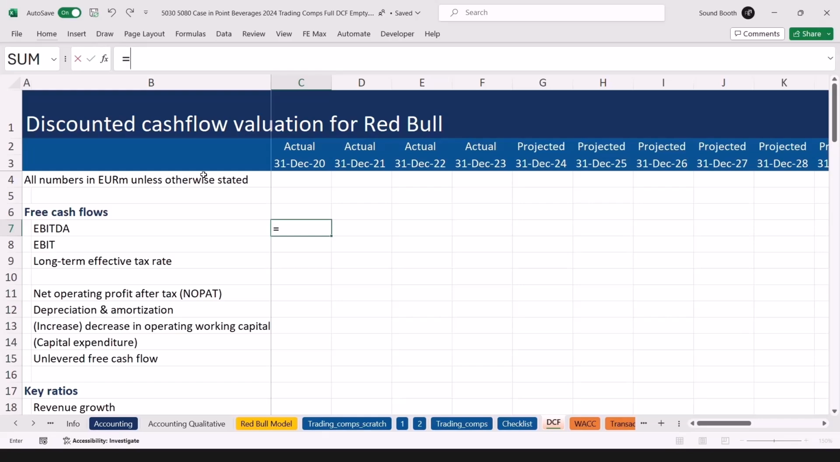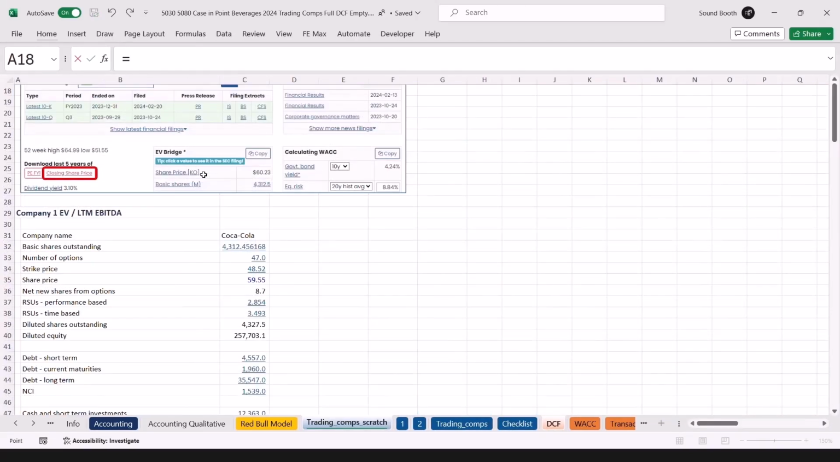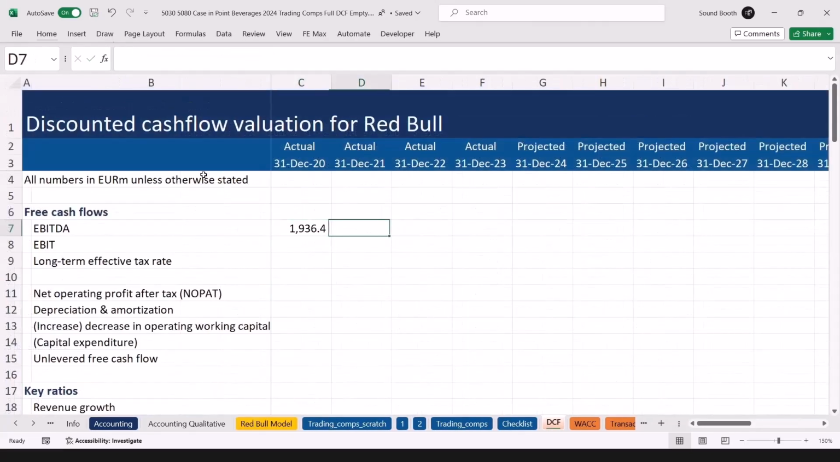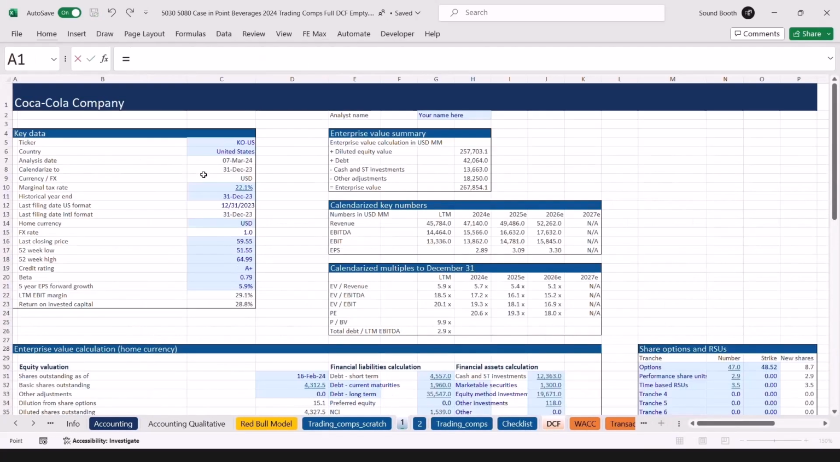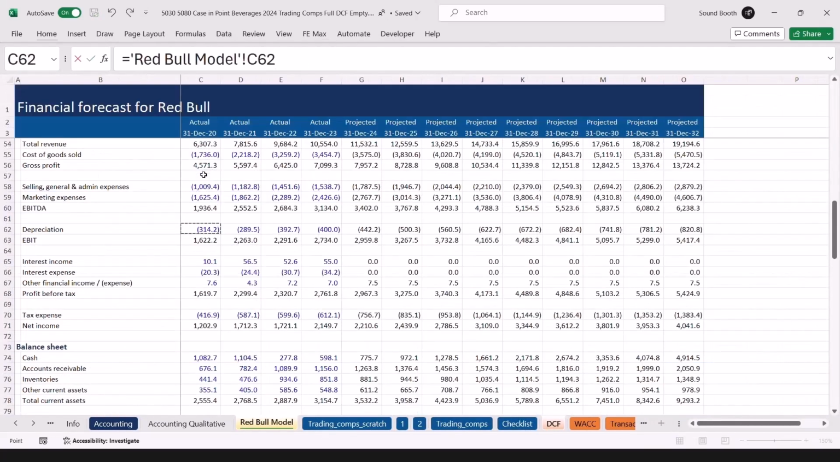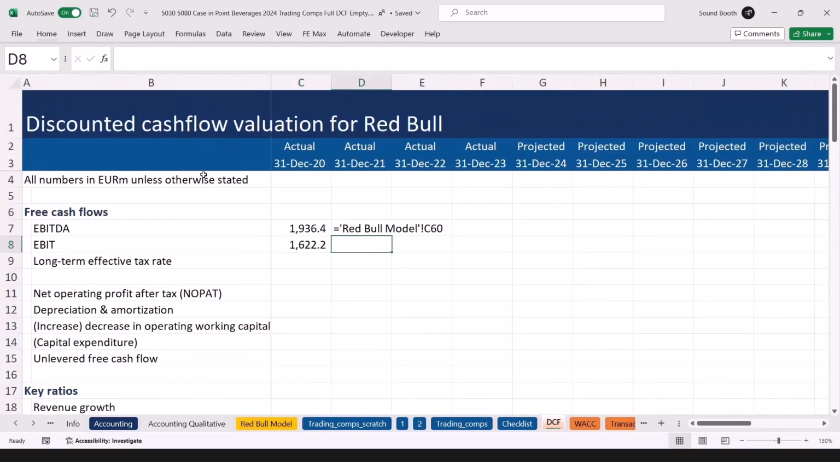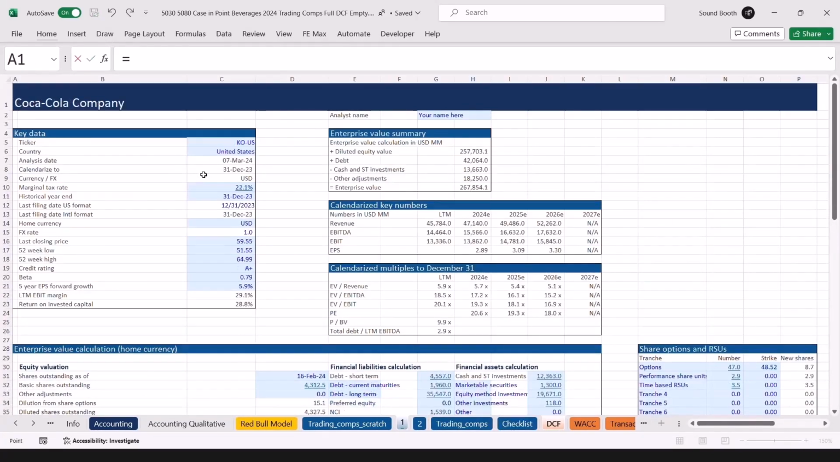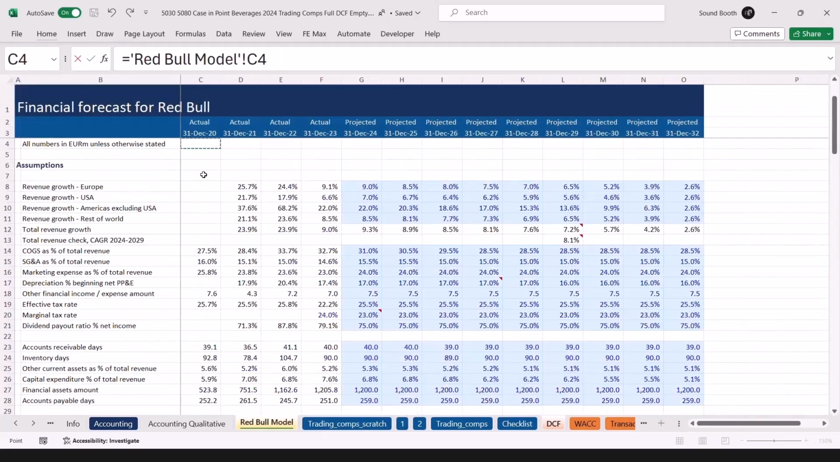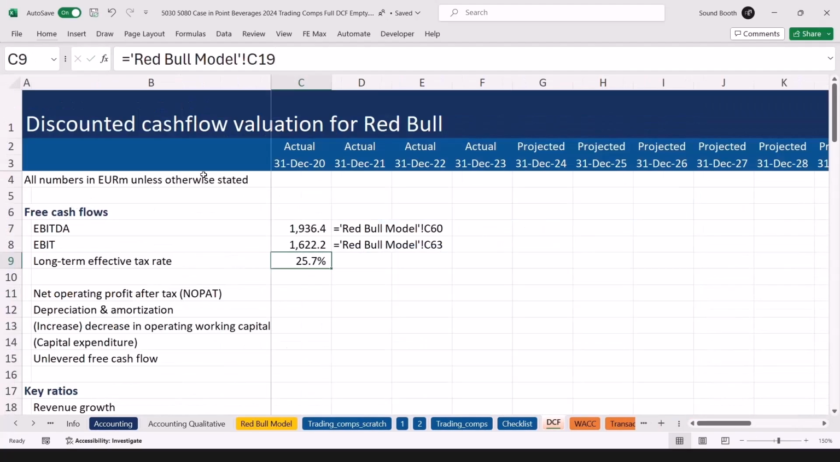I'm going to get the EBITDA from the Red Bull model in the last historical year. Then I'll pull in the EBIT from the Red Bull model as well, again from the last historical year. And I'm going to pull in the long-term effective tax rate as well, because I'll need that, and that will be from the assumptions. And then the net operating profit after tax, I can calculate in the historical year.